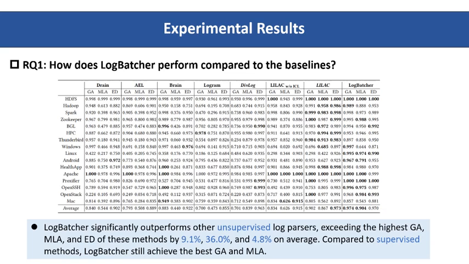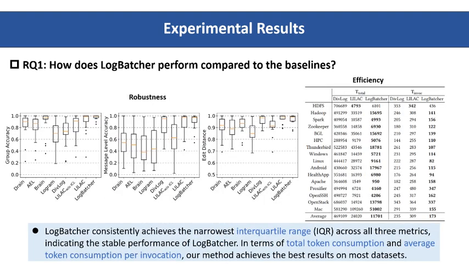The experimental results show that LogBatcher significantly outperforms other unsupervised log parsers, exceeding the highest GA, MLA, and ED of these methods by 9.1%, 36%, and 4.8% on average. Compared to supervised methods, LogBatcher still achieves the best GA and MLA, showing that LogBatcher is effective for the log parsing task. LogBatcher aims to support a wide range of log data from various systems. The accuracy distribution results show that LogBatcher is robust and can be applied to various log datasets effectively.